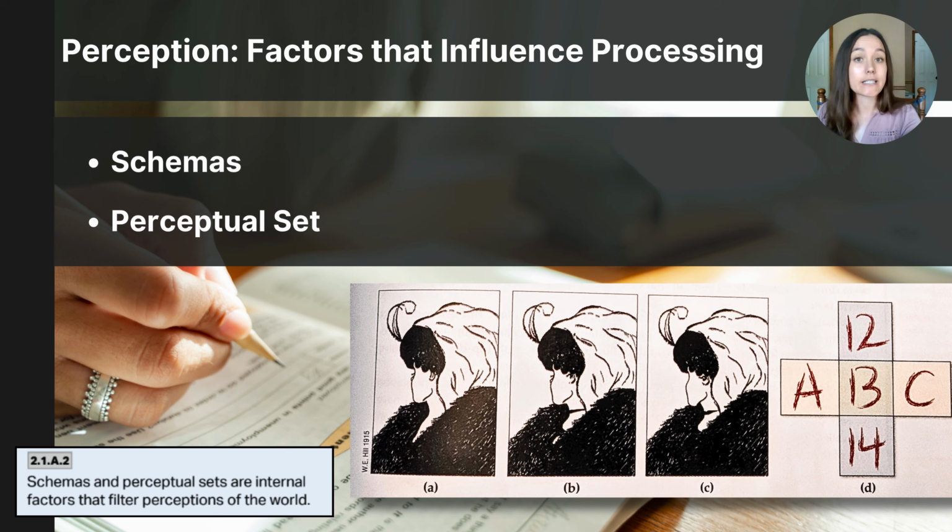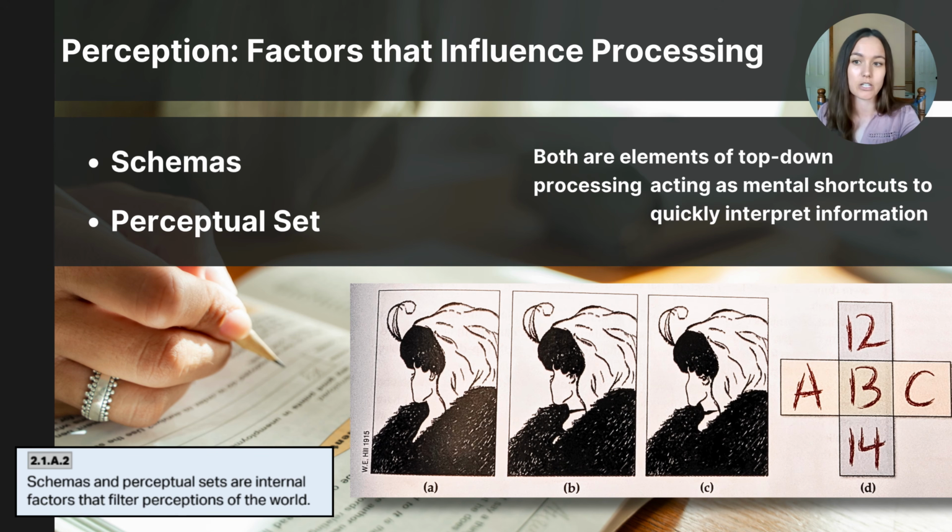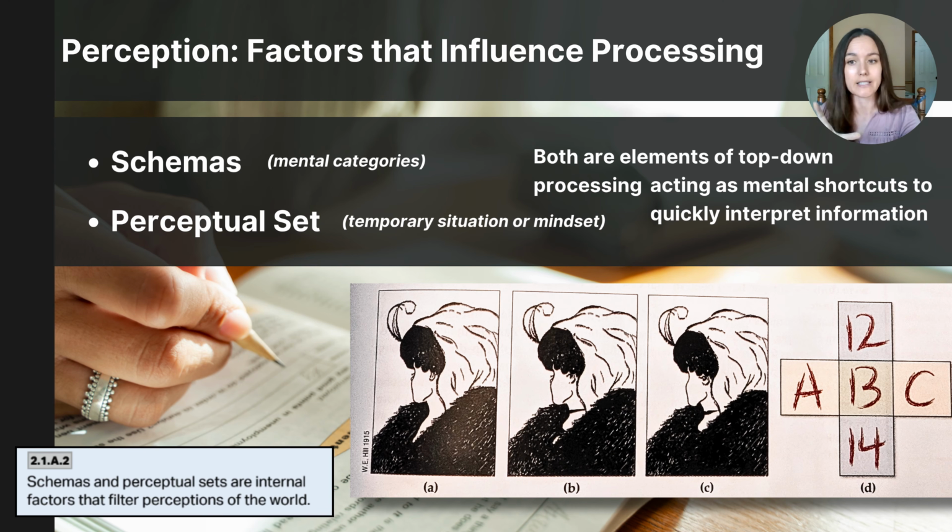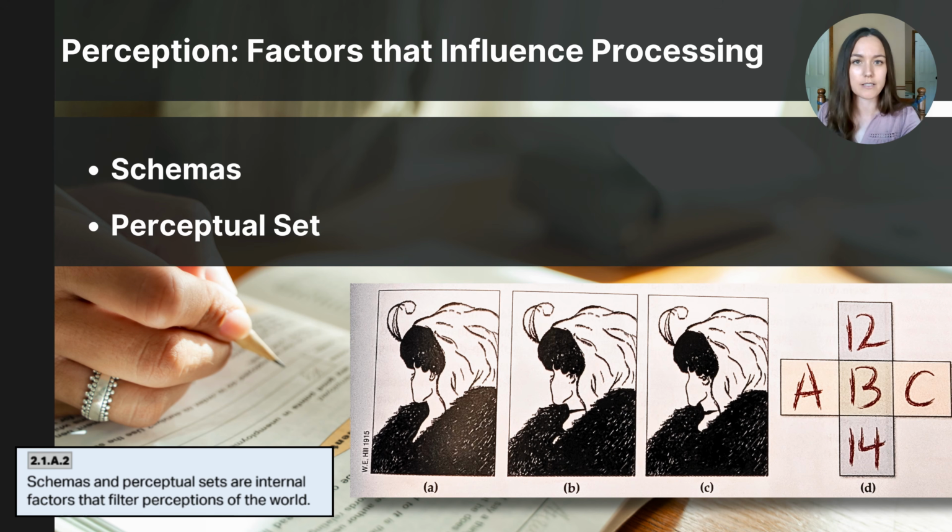So, in summary, schemas and perceptual sets are elements of top-down processing that allow us to quickly interpret sensory information. Schemas are categories that act like mental shortcuts to help us understand and organize general information based on what we've learned before. And perceptual set is a temporary situation or a mindset that makes us more likely to see or interpret something in a certain way based on our current situation or recent experiences.